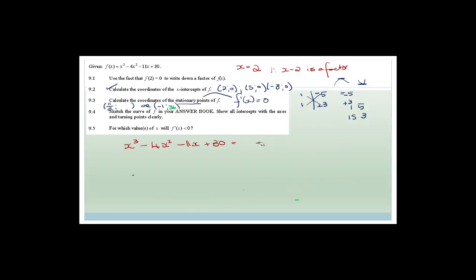Okay, so I'm substituting into this original. Wherever I see an x, I'm going to put 11 over 3. So we've got 11 over 3 cubed minus 4 times 11 over 3 squared minus 11 times 11 over 3 plus 30. And now we need to use our calculator.